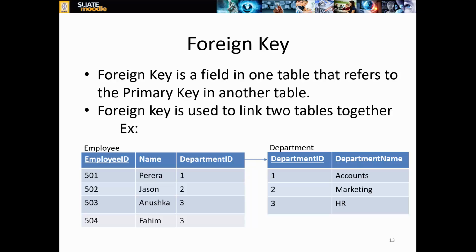When we have this relationship, if we know the department ID of a specific employee, we can easily determine the name of the department using that department ID. This is how the relationships are established in databases.